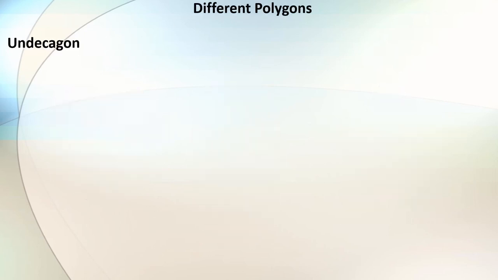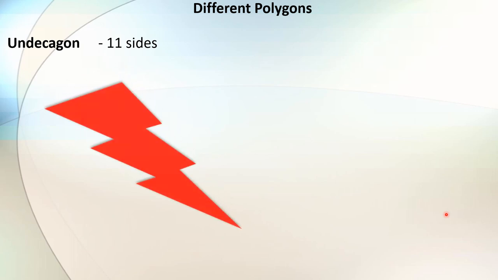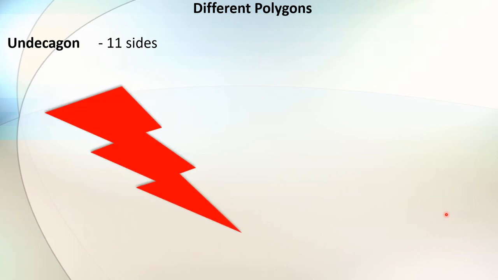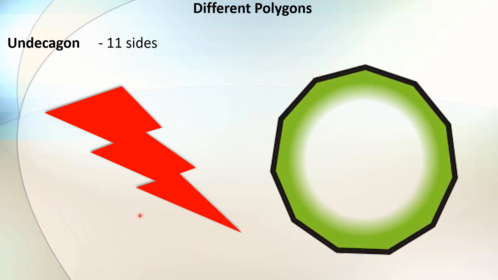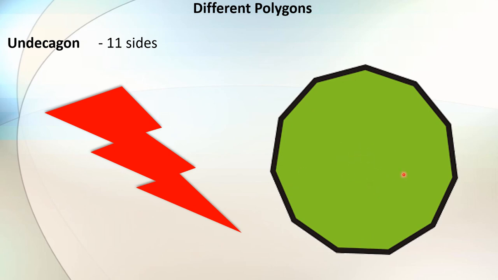Another one. Undecagon. An undecagon has 11 sides. An example for this is the lightning. If you count: 1, 2, 3, 4, 5, 6, 7, 8, 9, and then 10, 11. So, this is an example of an undecagon. Another one is this one. This is a regular undecagon. Its sides are equal. This one is clearly irregular.